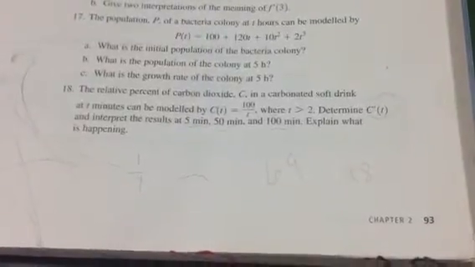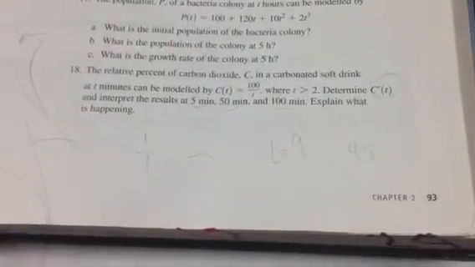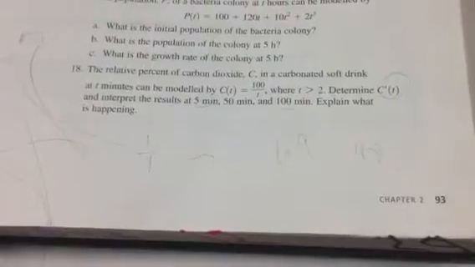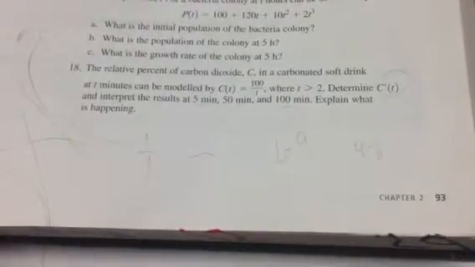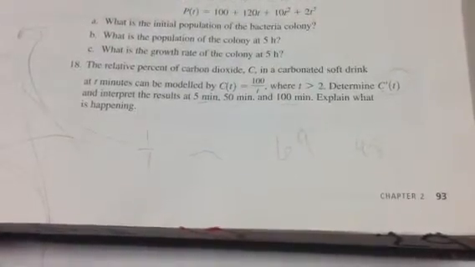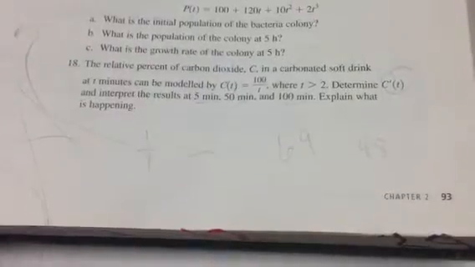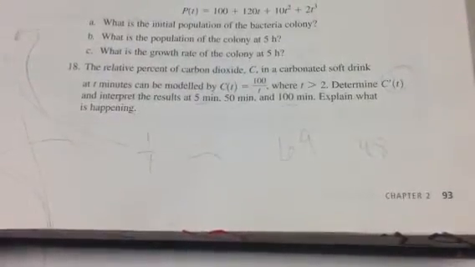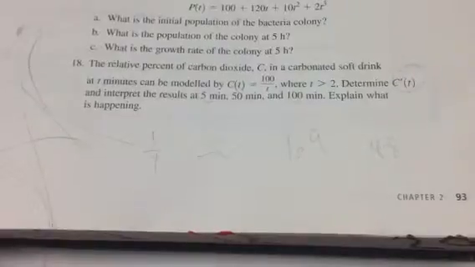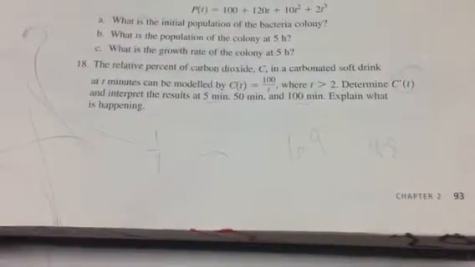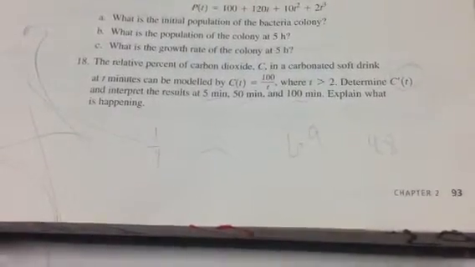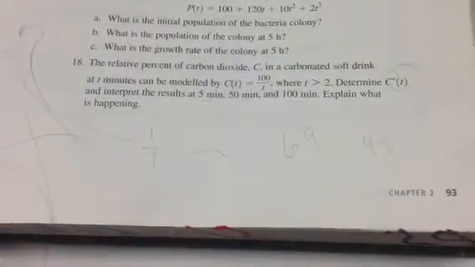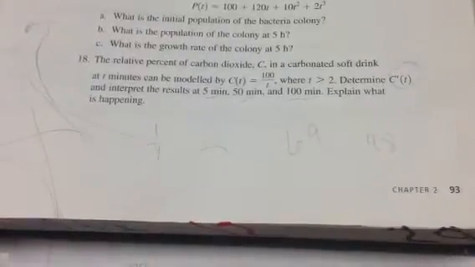This is Selena and Samantha doing a Calculus Unit 10 bonus question on page 93, number 18. The relative percent of carbon dioxide C in a carbonated soft drink at T minutes can be modeled by the function C(t) equals 100 divided by t, where t is greater than 2. Determine the derivative function of C and interpret the results at 5 minutes, 50 minutes, and 100 minutes.